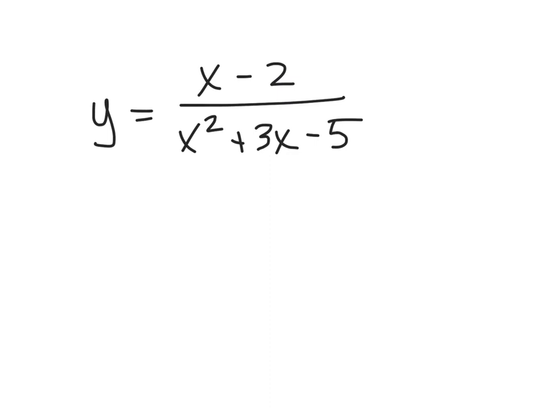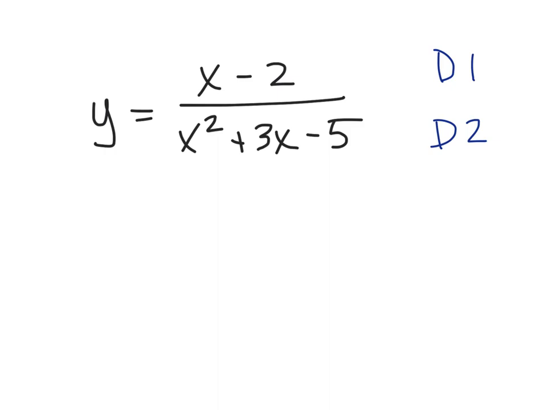x minus 2 over x squared plus 3x minus 5. Where is the asymptote going to be, the end behavior going to be? We know that the denominator has a degree of 2, and the numerator only has a degree of 1. So what's going to happen as we approach infinity, as x approaches a very large number?